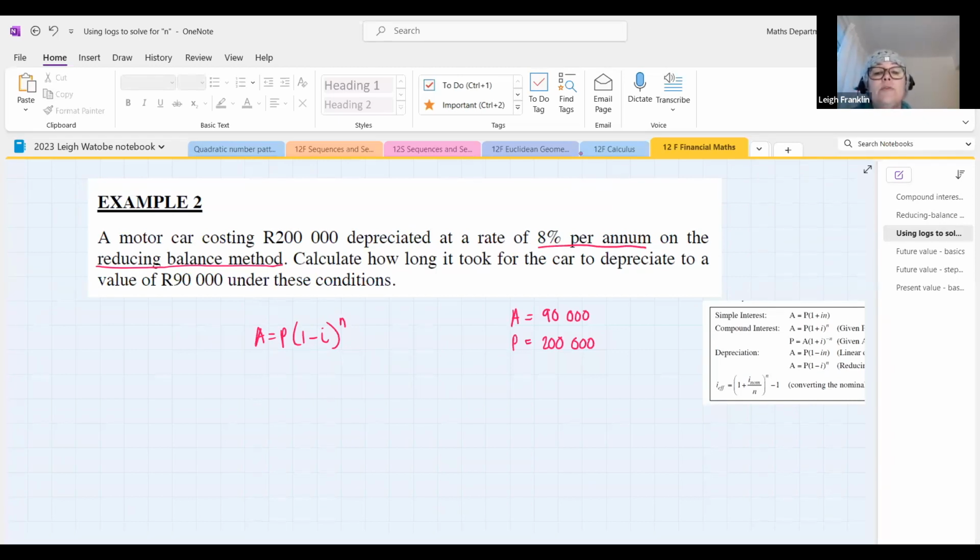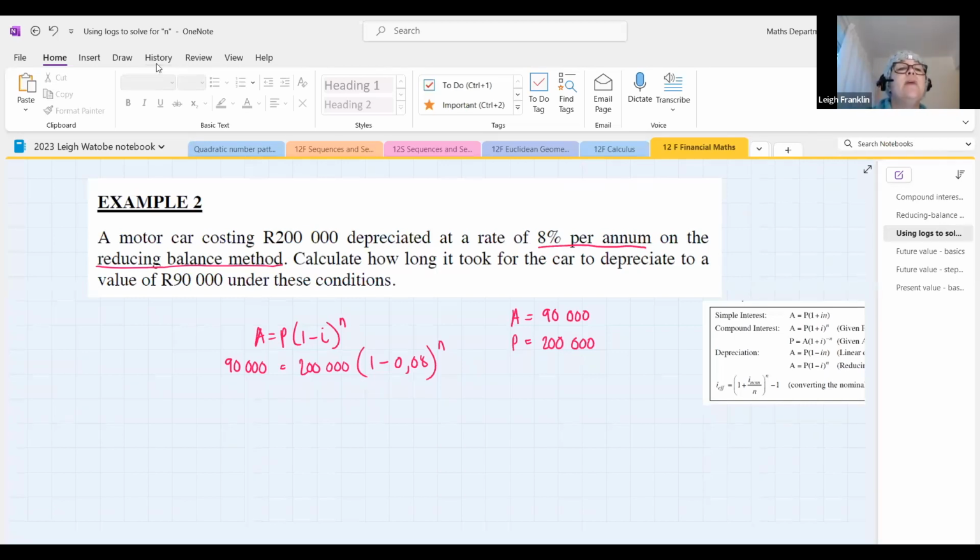Okay, so subbing into the correct formula, we end up with 90,000 equals 200,000 times (1 minus your interest rate, 0.08). Now, that's another thing that you need to be careful of. When you've got an interest rate that is less than 10%, remember you're going to have an extra 0 in front of your number. So 0.08, not 0.8, because then you're also going to end up with strange answers.